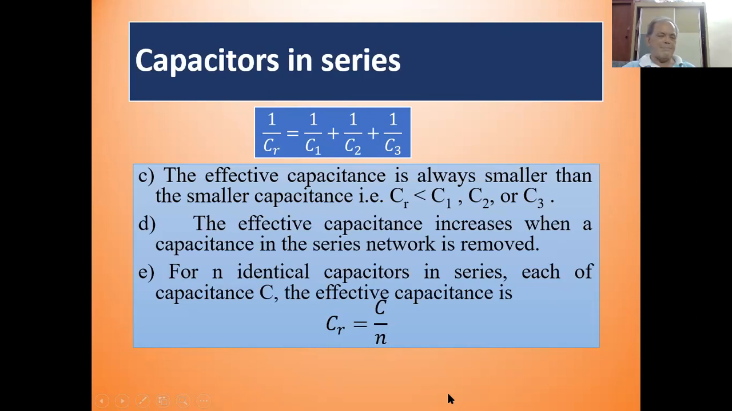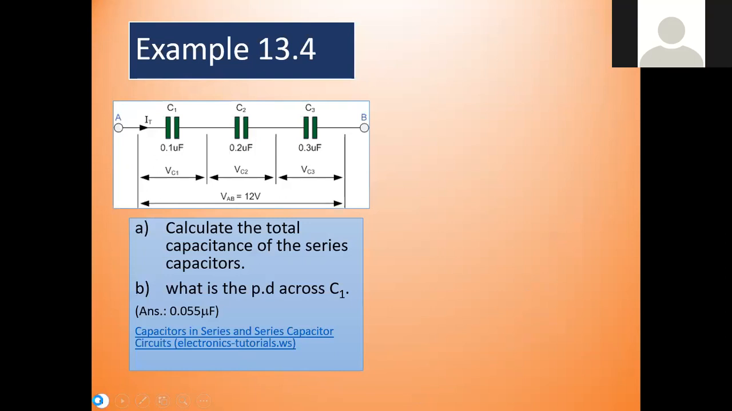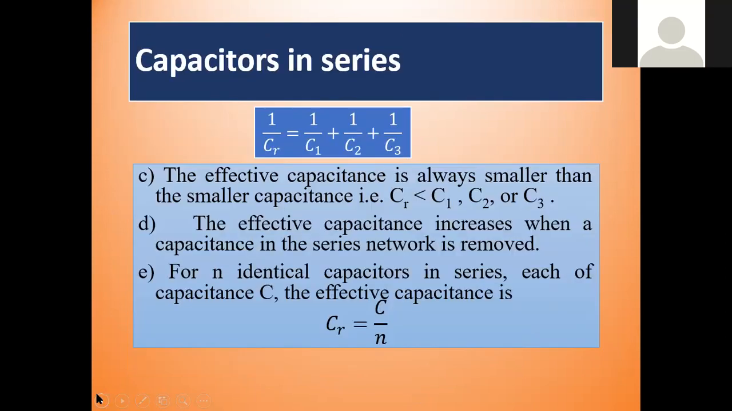Okay with that? Just memorize only, nothing much. Or if you want, you can derive from here. If it's 3 of them, 3 over C, invert it, it is C divided by 3. That means more capacitors, the effective capacitance will decrease. Your C becomes smaller, and it's always smaller than the smallest one.